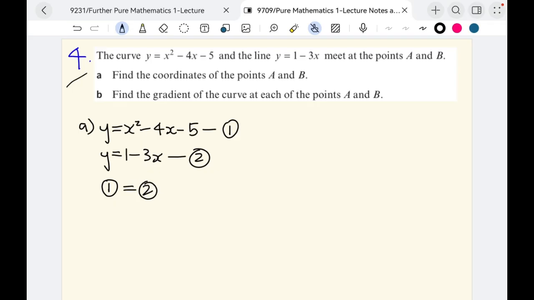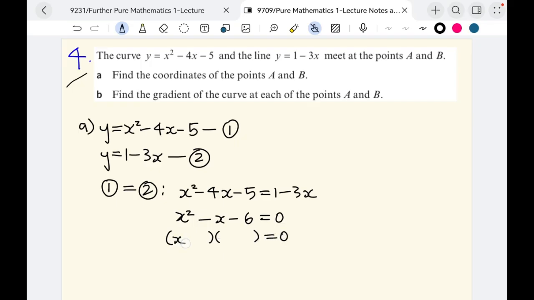For my method, it's equation 1 equals equation 2. Okay, if you want to do the substitution, you may do so. Simplify into the quadratic equation, which is equal to 0. This is x squared minus x minus 6. So for this, take the factorization.